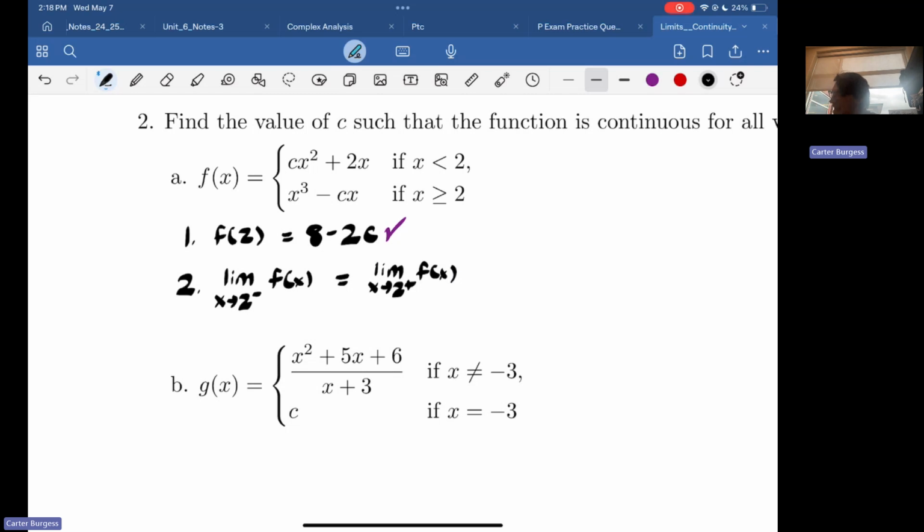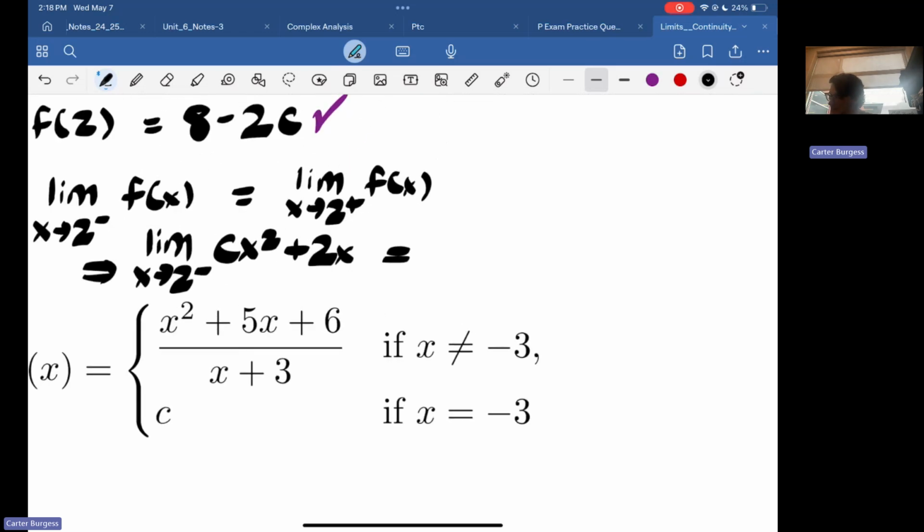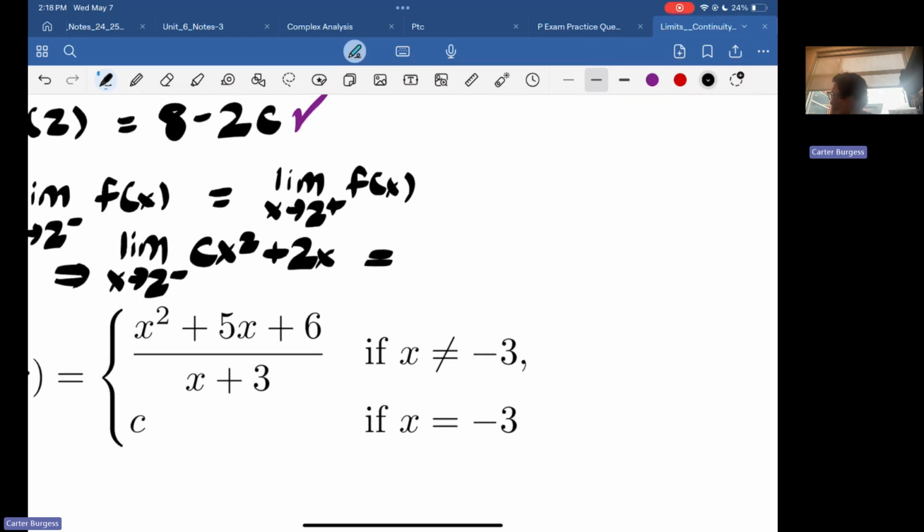In this case, if we are looking at what is going on to the left of 2, which function should I use? We'll use the top one, the cx squared. So this is the limit as x approaches 2 from the left of cx squared plus 2x. And that needs to match. Well, first of all, what is that? Let's evaluate that first. Four c plus 4. I agree.